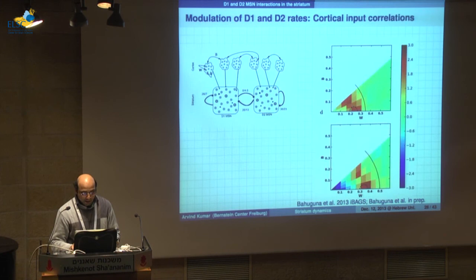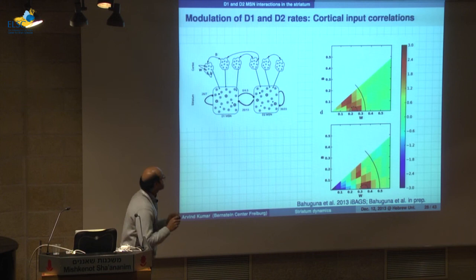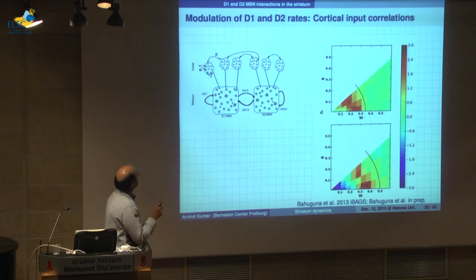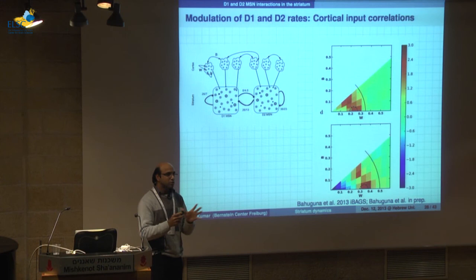We all know that rate is just one aspect of the activity. If we look at the second order statistics, we'll be thinking about correlations. So the next step was to think of correlations, how they are actually affecting this balance. To inject correlations, we started to think about a scenario which gives you more control over how you inject correlations in the system.